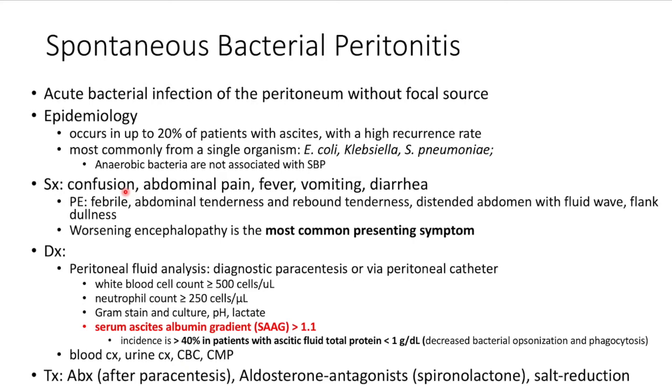Like you said, we do have some worsening encephalopathy in this patient. This is going to be the most common presenting symptom, okay? So when you see a patient with a fever, encephalopathy, and a history of cirrhosis, you need to start thinking about a bacterial infection of the peritoneal space, okay? That's spontaneous bacterial peritonitis. All right.